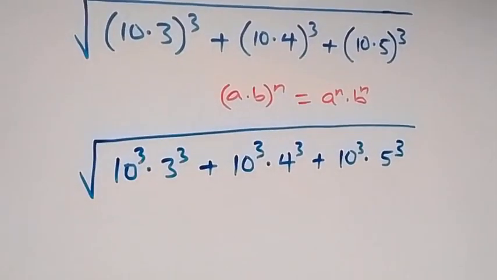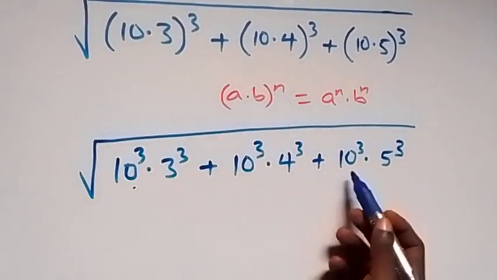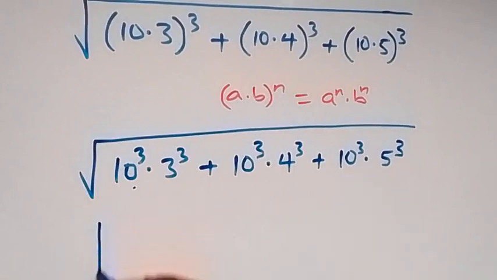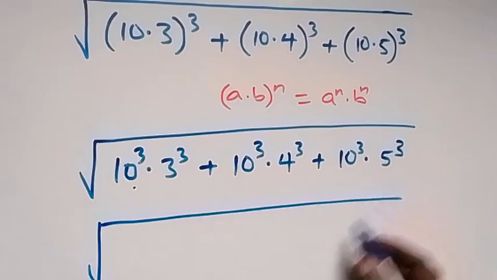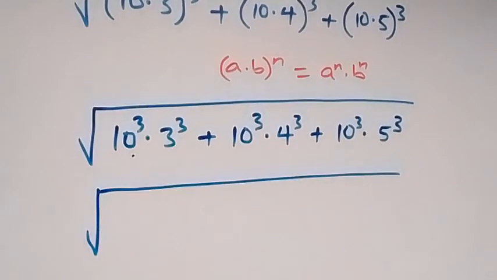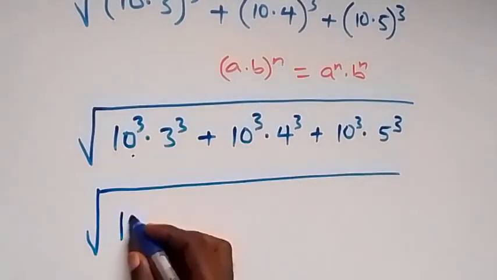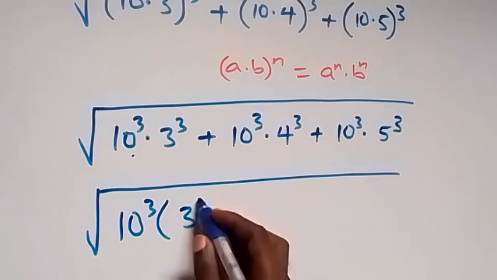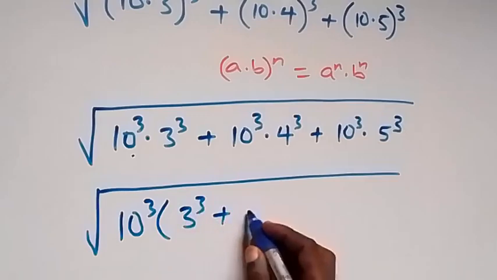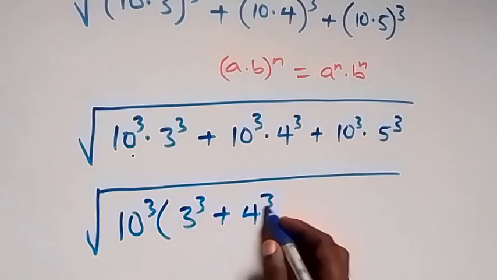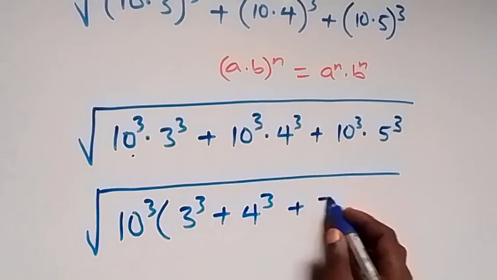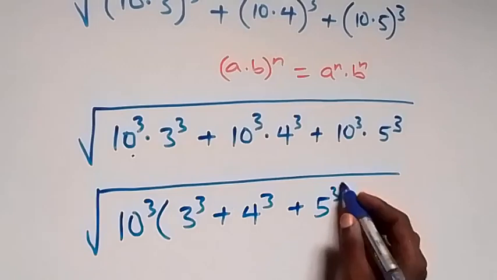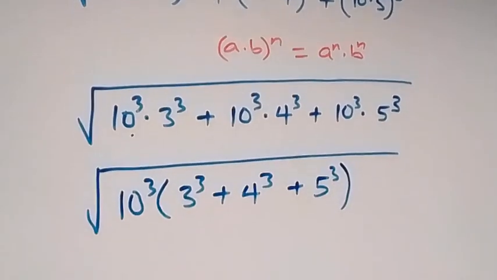And here we have 10 raised to power 3 common, and this becomes square root of, we factor 10 raised to power 3 out, then we have 10 raised to power 3 into bracket 3 raised to power 3 plus 4 raised to power 3, then plus 5 raised to power 3, close bracket.